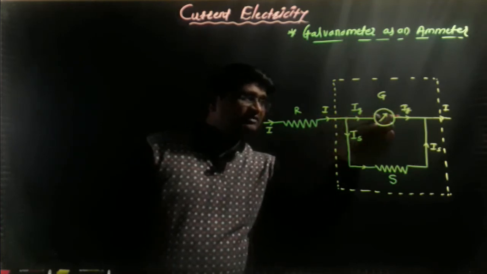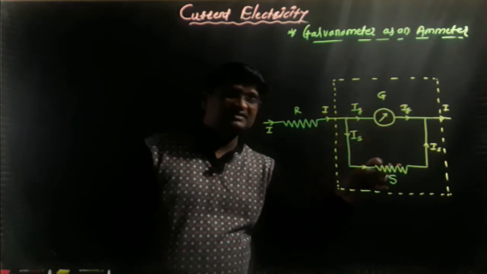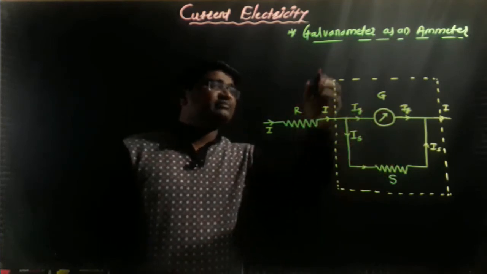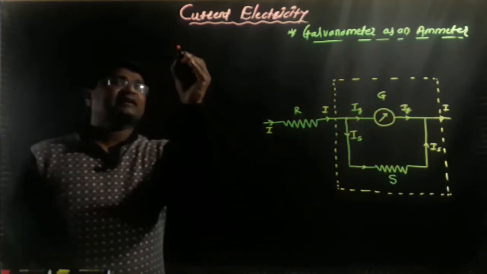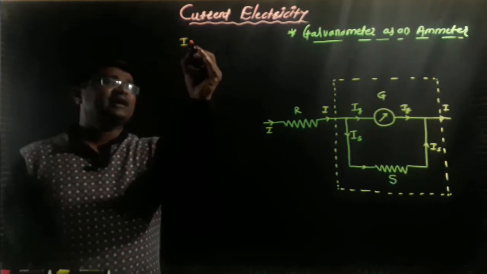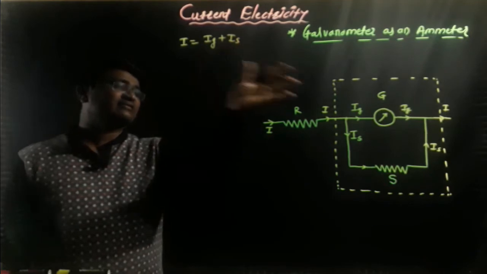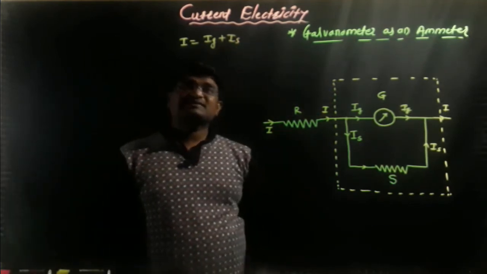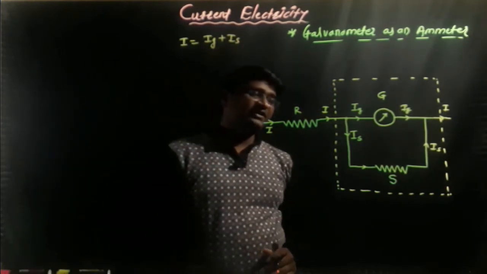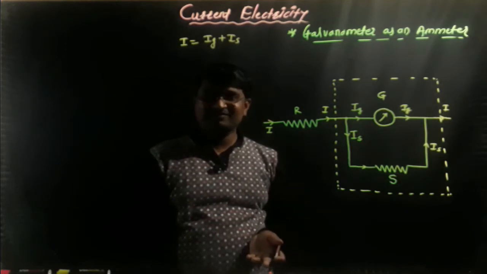Half of the electric current passes through the galvanometer and the remaining current passes through the shunt resistance. It means that the total electric current, denoted by I, is equal to Ig plus Is. This current will be split here. The same equation we can find with the help of Kirchhoff's first law, the law of junction.